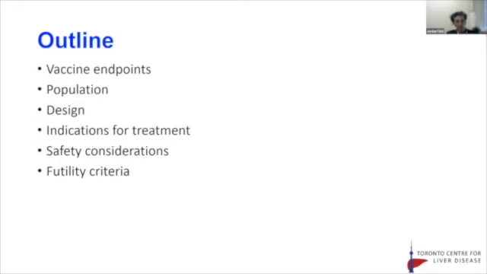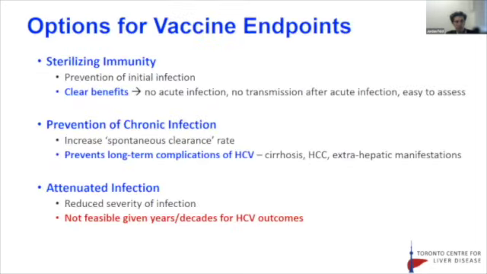We've talked about some of these things already today, but I'm going to highlight where we at least felt that the consensus coming out of these workshops that we've had, as well as discussions leading up to now, point us in the direction. So the endpoints, the population, the actual trial design, what we're going to do in terms of the indications for treatment, a fair bit about safety considerations, and then some futility criteria.